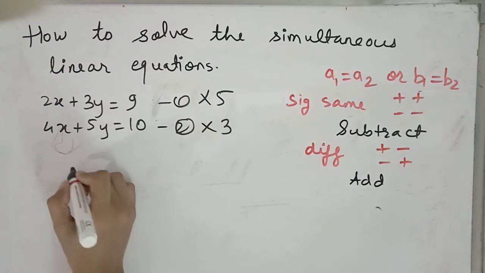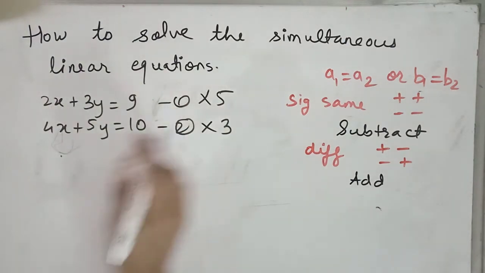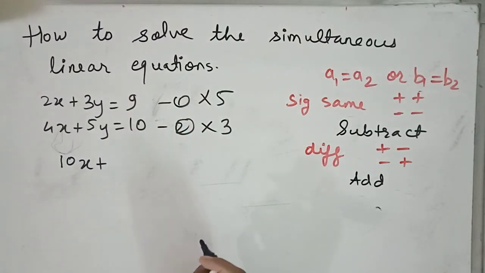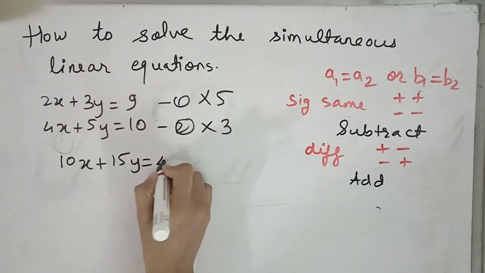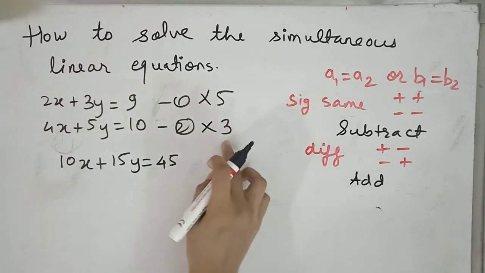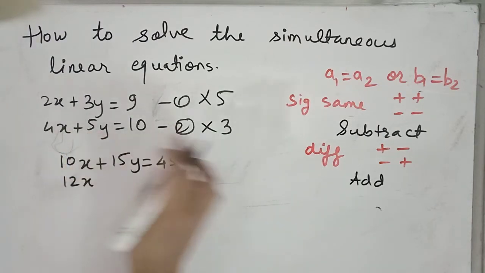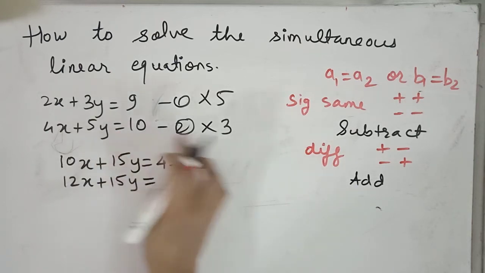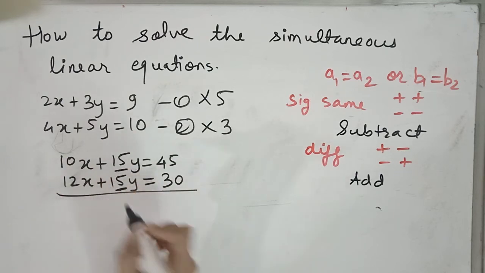15. So this will be 2 into 5x, 2x into 5 will be 10x plus 3y into 5 will be 15y is equals to 9 5s are 45. Now multiply second equation by 3. 4 3s are 12x, 5 3s is 15, y is equals to 10 into 3 will be 30. So over here b1 and b2 are equal.